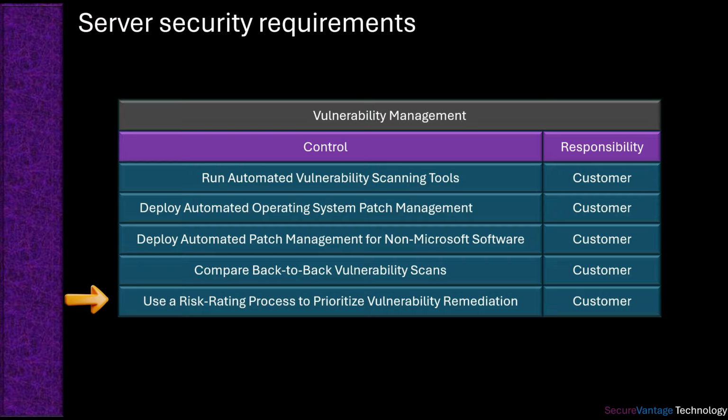Fifth control is use a risk rating process to prioritize vulnerability remediation. Not all vulnerabilities are quite dangerous. Some are like leaving a window open, risky but not immediately critical. Others are like having no lock on your front door, something that needs to be fixed right away. To help you prioritize, Microsoft Defender for Cloud provides a CVSS score which rates the risk of each vulnerability.